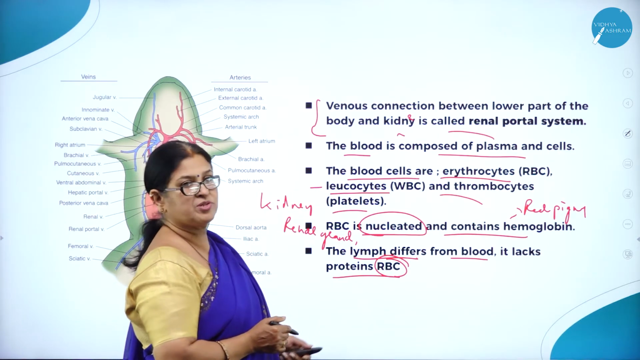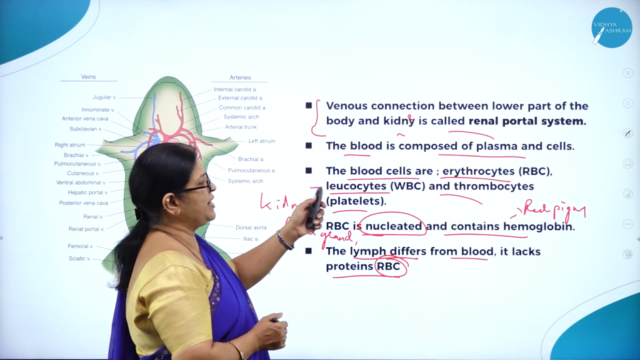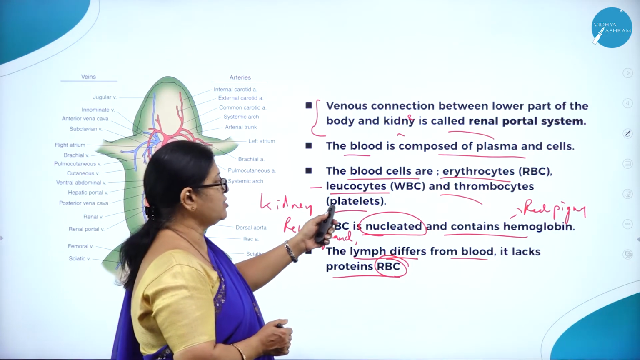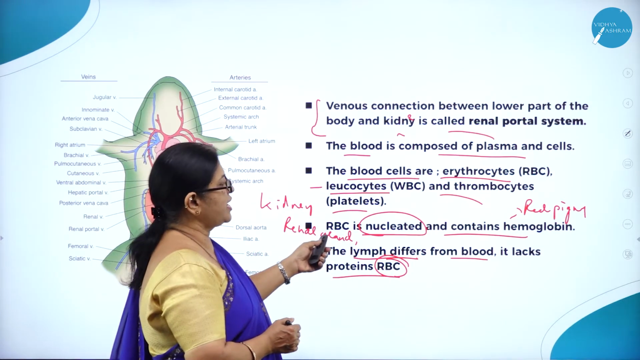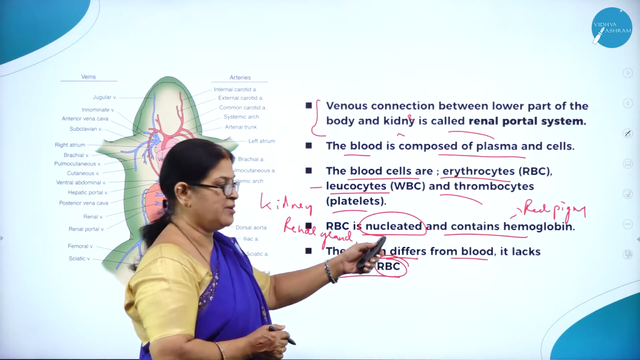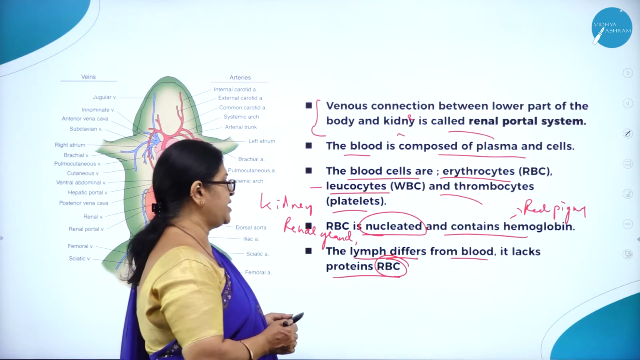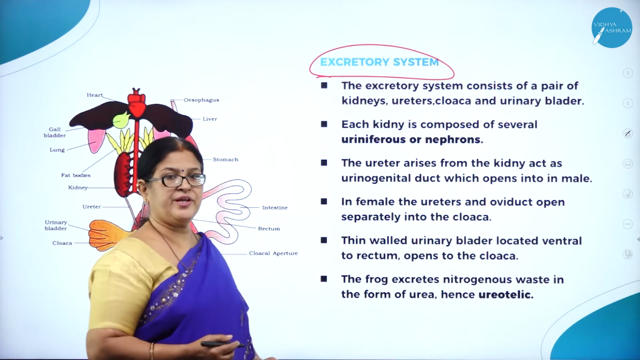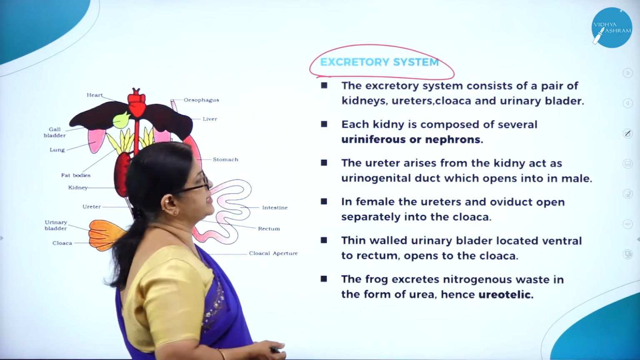The blood is composed of plasma and cells. The blood cells are erythrocytes, that is RBC, leukocytes, WBC, and thrombocytes, called blood platelets. RBC is nucleated and contains hemoglobin. The lymph differs from blood. It lacks proteins. So, moving on to the next very important system, called the excretory system.